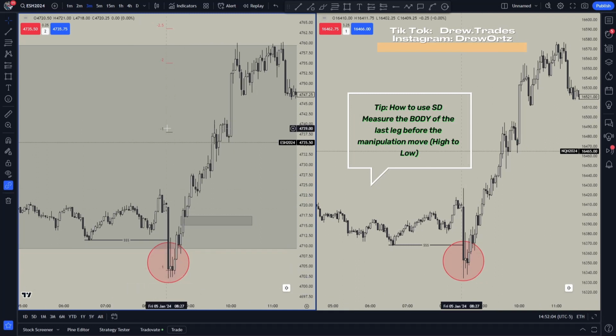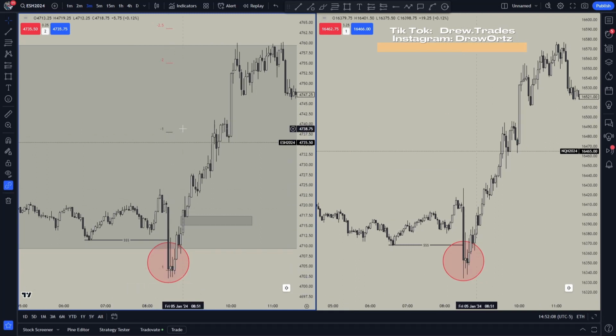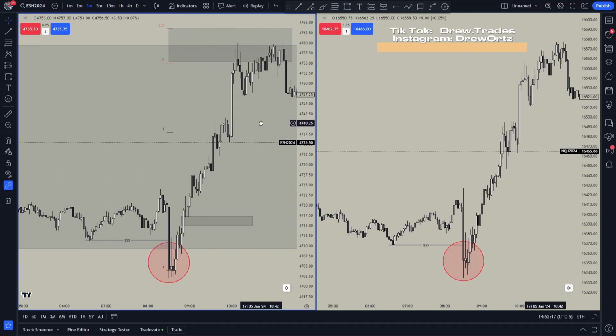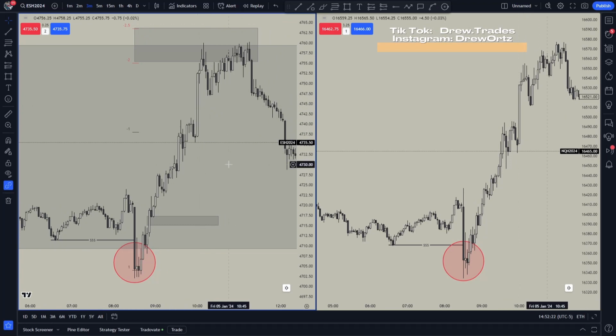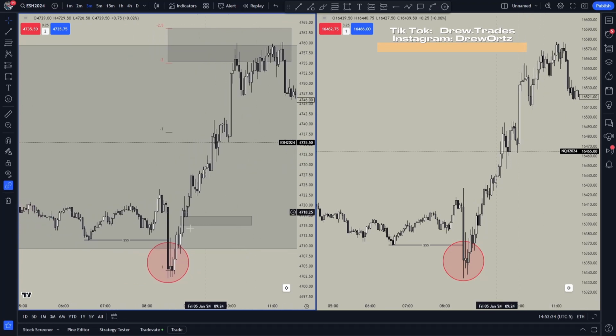manipulation move, we draw the standard deviation, and look, it is obviously after the fact, right? But where does price go to and it starts reversing? The -2 standard deviation, right? Okay, perfect.